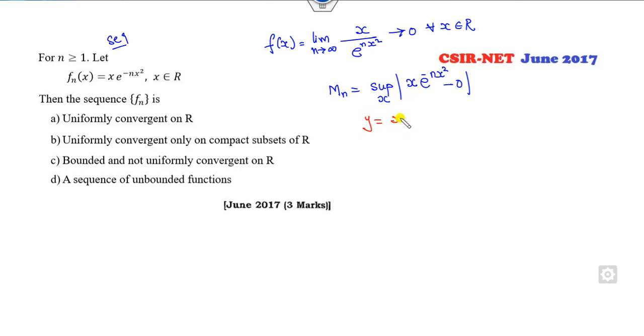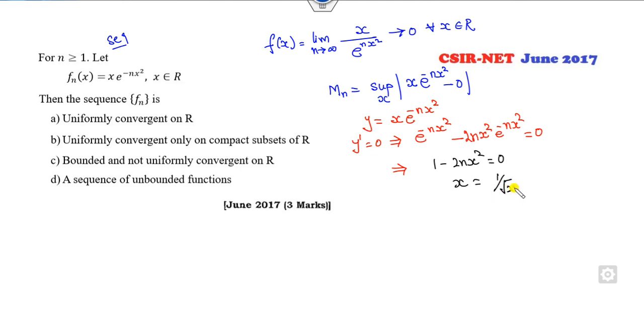So how you can find that? If I simply take y is equal to x e raised to power minus n x square, find the maximum value, y dash is 0. So this is the derivative of this: e raised to power minus n x square minus 2n x square e raised to power minus n x square. So what is that? If I take e raised to power minus n x square common, 1 minus 2n x square is 0. So x square is my this value. So what is the value of the M_n? So this is supremum 1 by root 2n e raised to power minus half. It clearly shows it goes to 0.